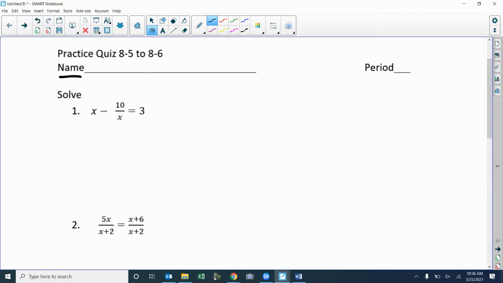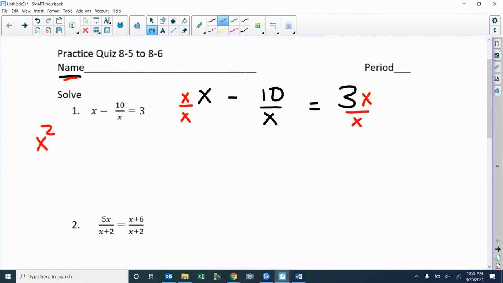Okay, so we're going to have (x minus 10) over x equals 3. In case you haven't been around for a while, we're going to put in what we're missing. That would be x over x, and we don't need anything here. What will that leave us with is x squared minus 10 equals 3x. Of course, every one of those is over x, but what can we do with that? We drop it, so it's gone.